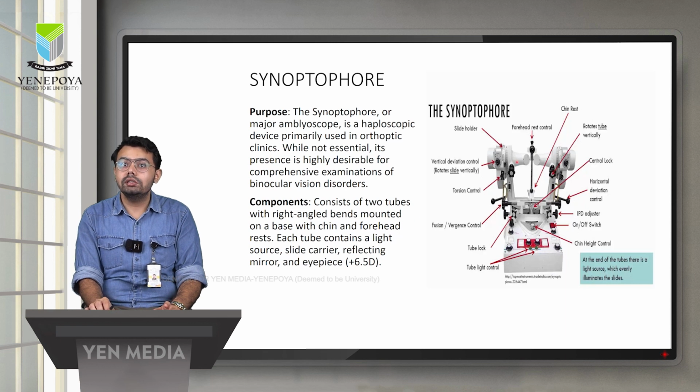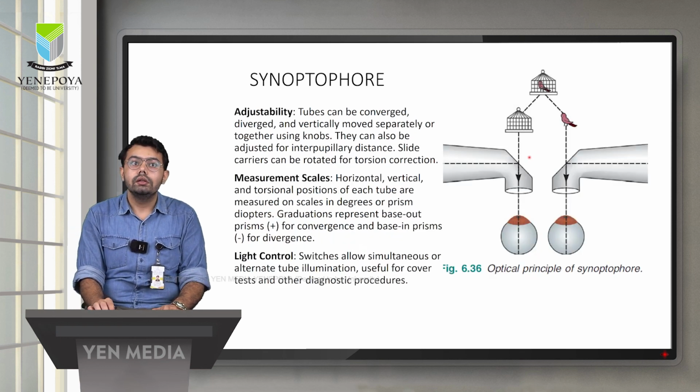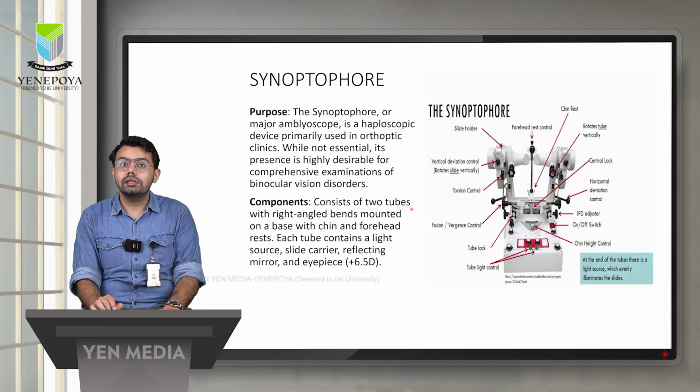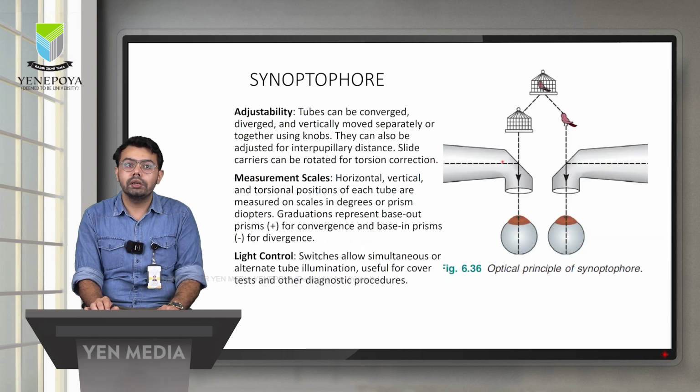And because the image is falling so near, if we have to perceive the image as very far or at infinity, we have to place plus 6.5 spherical lenses here so that the image is perceived at infinity. The tubes can be converged, diverged and vertically moved separately or together using the knobs. So they are horizontal, vertical and torsional controls. The horizontal, vertical and torsional positions of each tube are measured on the scales. So the amount of vertical, horizontal or torsional deviation, we can measure through a scale and document it.